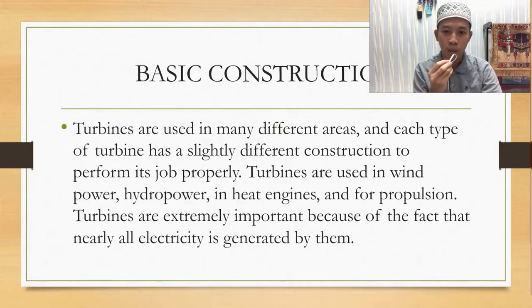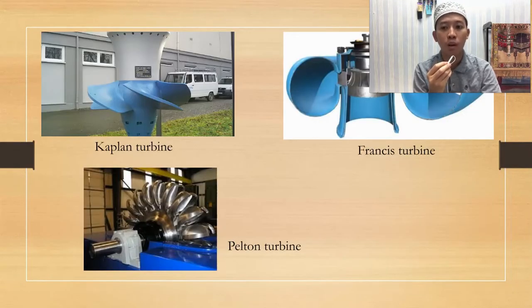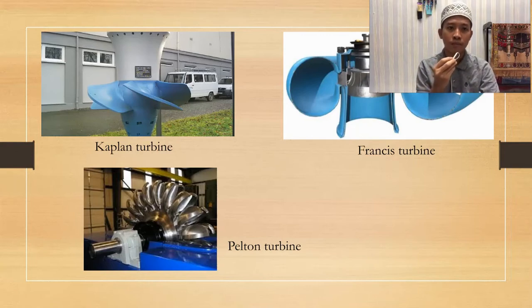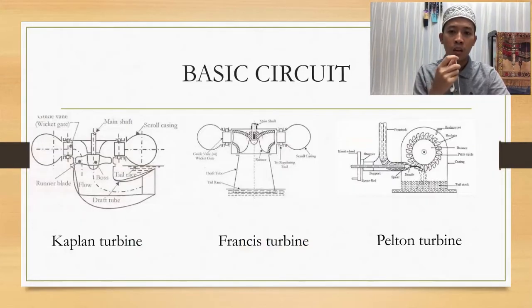Okay, so next I will show the picture of the example of Kaplan turbine, Francis turbine, and Pelton turbine. After I show you the basic construction of the three types of turbine, which are Kaplan, Francis, and Pelton, now I will show the example of the basic circuit for the three types of turbine, Kaplan turbine, Francis turbine, and Pelton turbine. That is the basic circuit of the three types of turbine.